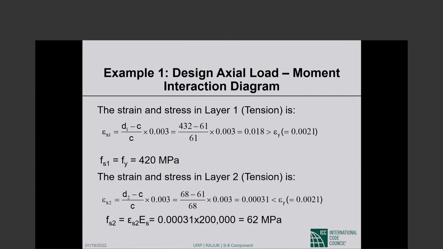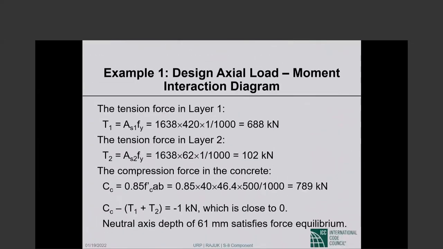The strain in the upper layer of reinforcement is 0.00031. That steel is in tension. The neutral axis depth is shallower than 68, but it is a small tension. It is definitely not yielding in tension. The stress in the upper layer of reinforcement is the strain of 0.00031 multiplied by E sub s, the modulus of elasticity of the steel. That gives us 62 megapascals in the upper layer of reinforcement.